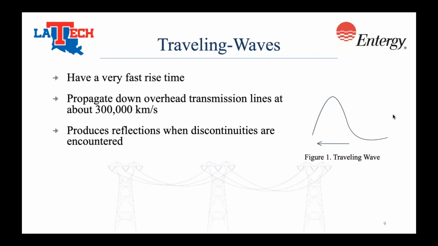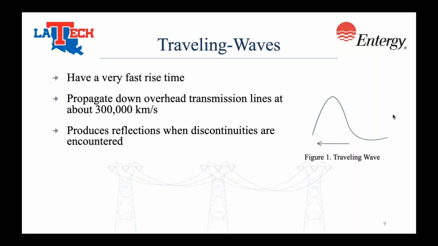For a fault on an overhead transmission line, traveling waves are launched outward from the fault in opposite directions, and they generate reflections when discontinuities are encountered. These waves propagate down the lines at almost 300,000 kilometers per second, or light speed. If the line length and exact velocity of propagation are known, the arrival times of the traveling waves can be used to determine an exact fault location.